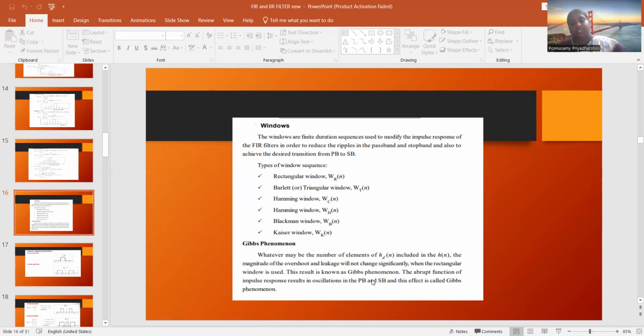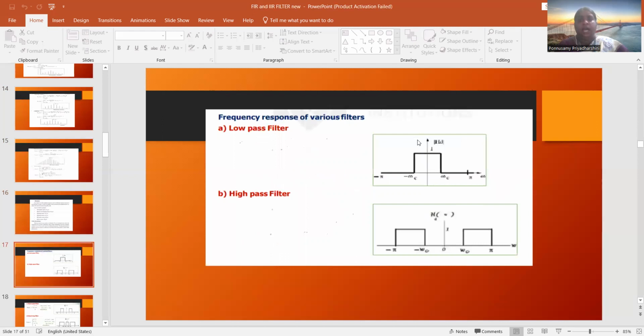So here they are talking about the Gibbs phenomenon. This is an important phenomenon of the windowing structure. Whatever may be the number of elements in h(n), the magnitude of the overshoot and the leakage will not change significantly. When the rectangular window is used, the result is known as the Gibbs phenomenon. The abrupt truncation of the impulse response results in oscillation in the passband as well as in the stop band. This effect is called the Gibbs phenomenon.